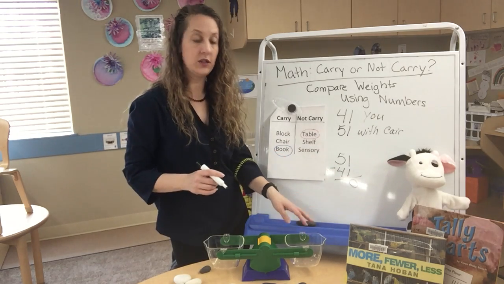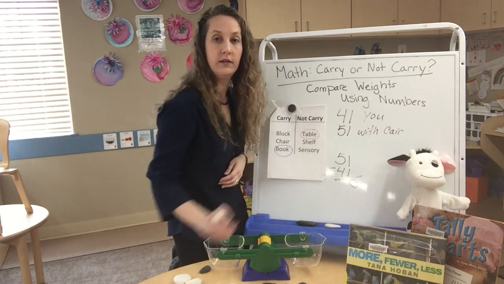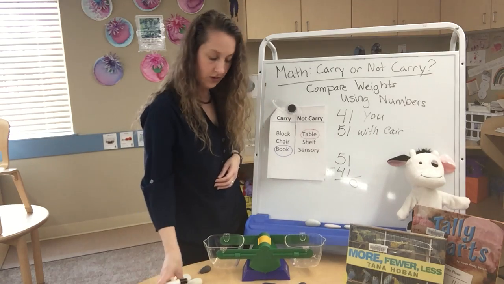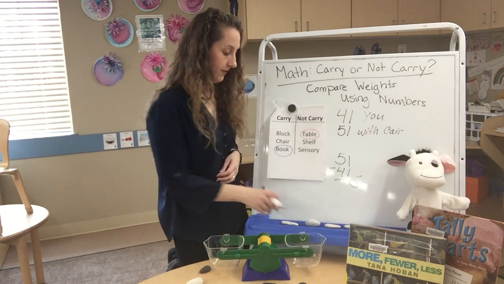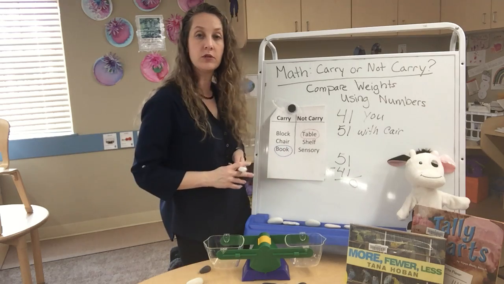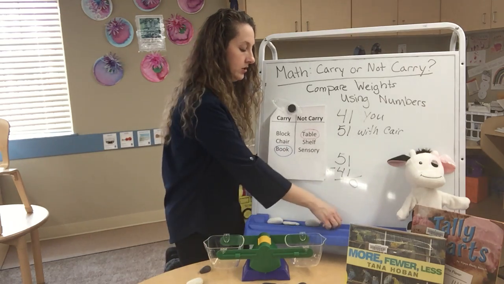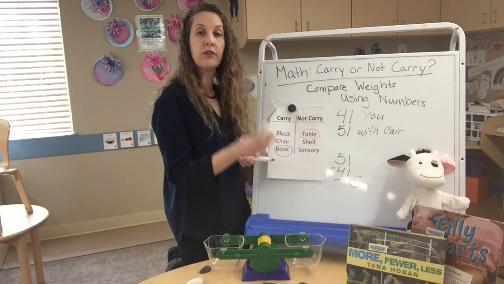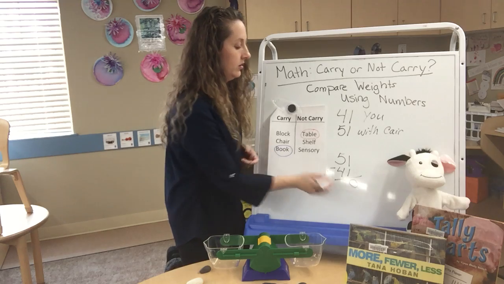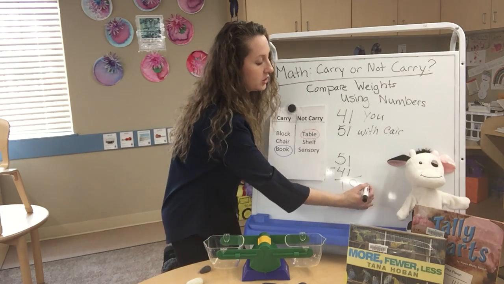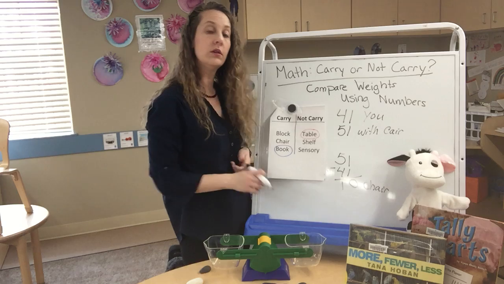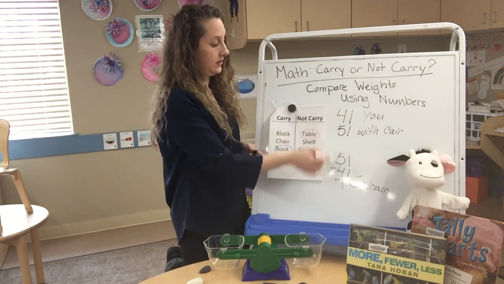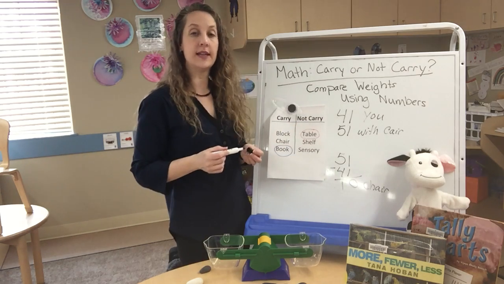So I have 5 stones. Let's use our white stones. 1, 2, 3, 4, and 5. Now I'm going to take away 4 of those stones. 1, 2, 3, 4. I am now left with 1 white stone. So our answer is 10. So the chair on its own is 10 pounds. Is the chair more or less than you? It's less than you because you're 41 and the chair is at 10.